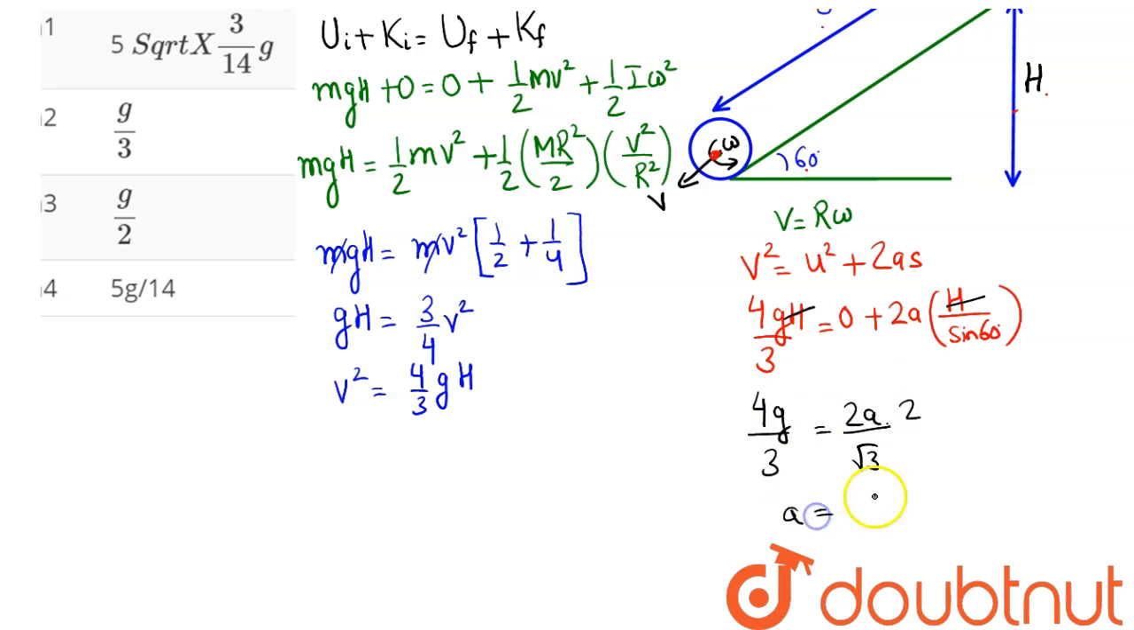So acceleration value here comes out to be g divided by root 3. So acceleration value is g by root 3, which is option number 2. Hence we can say here 2 is the correct answer. So 2 is our answer.